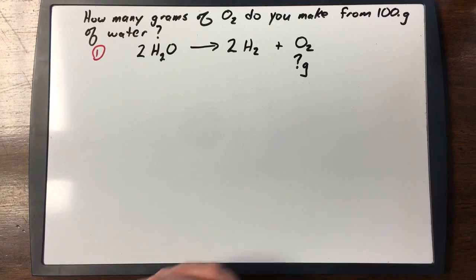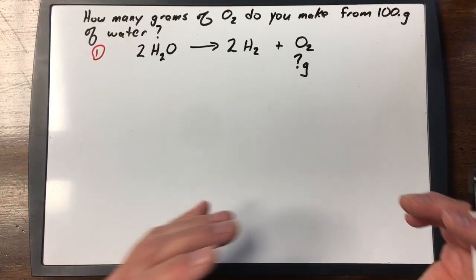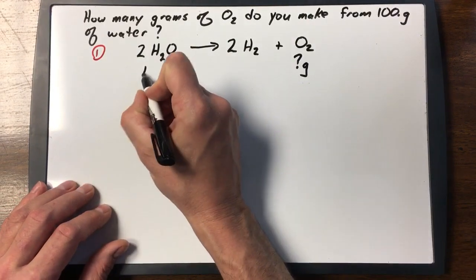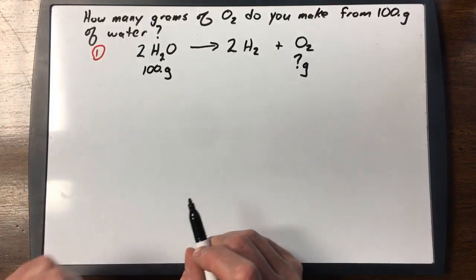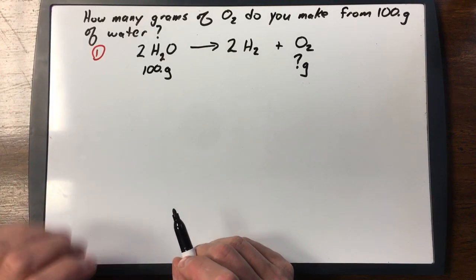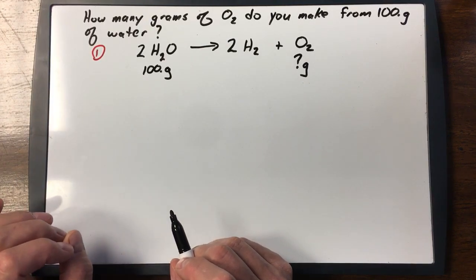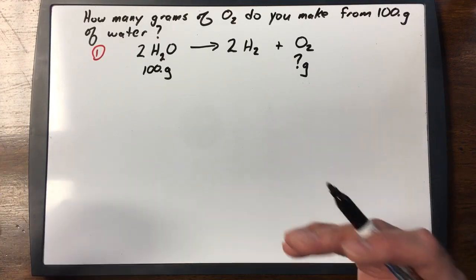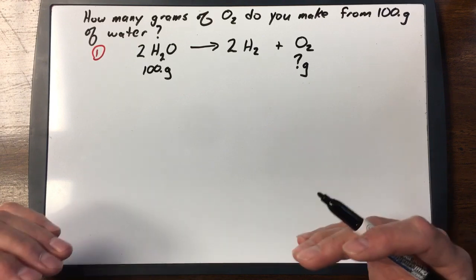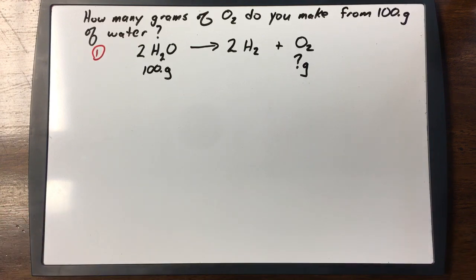So how many grams of oxygen do you make from 100. grams of water? And that decimal is important because that's telling us that that particular value has 3 significant figures. Without the decimal there, those zeros are ambiguous and we're not quite sure. When we put the decimal in there, it is telling us that that has been measured to 3 significant figures.